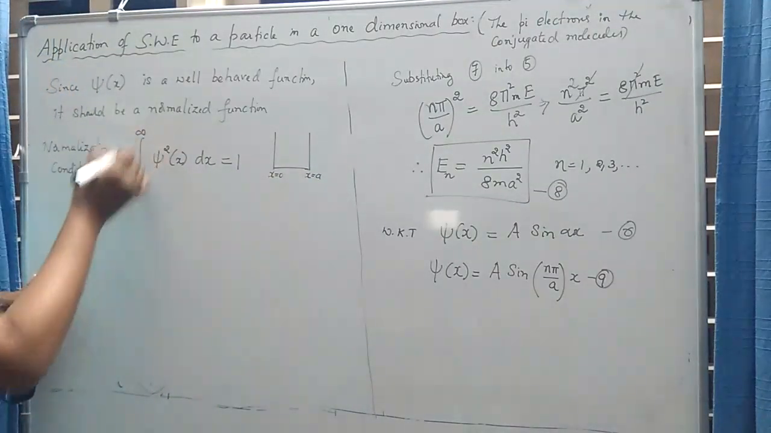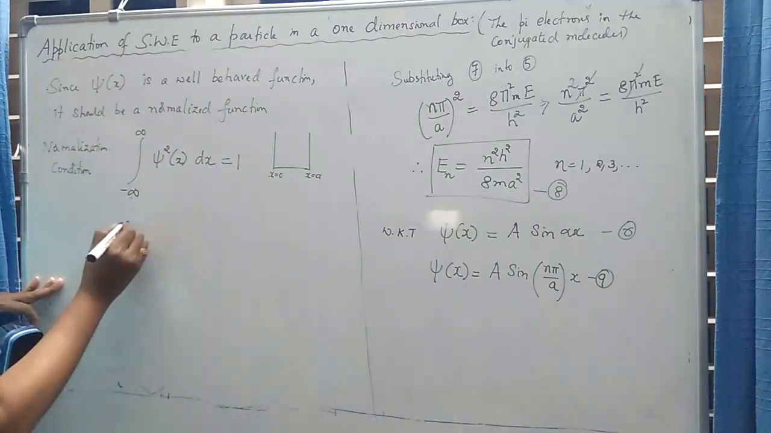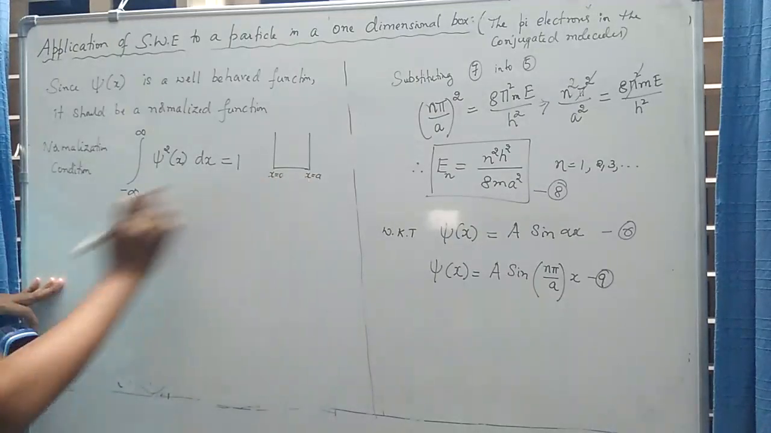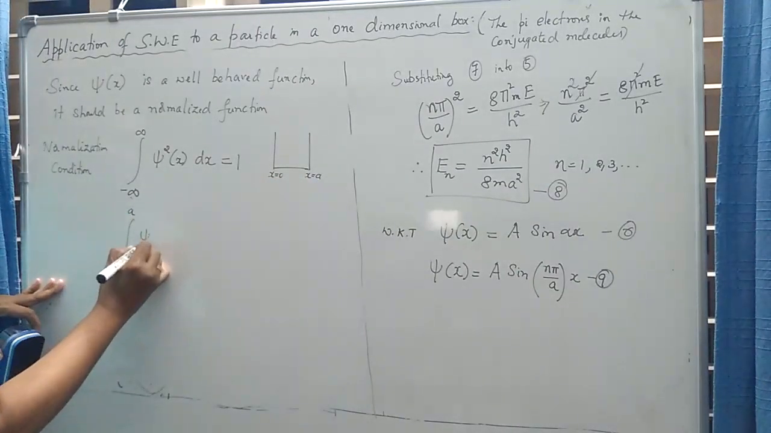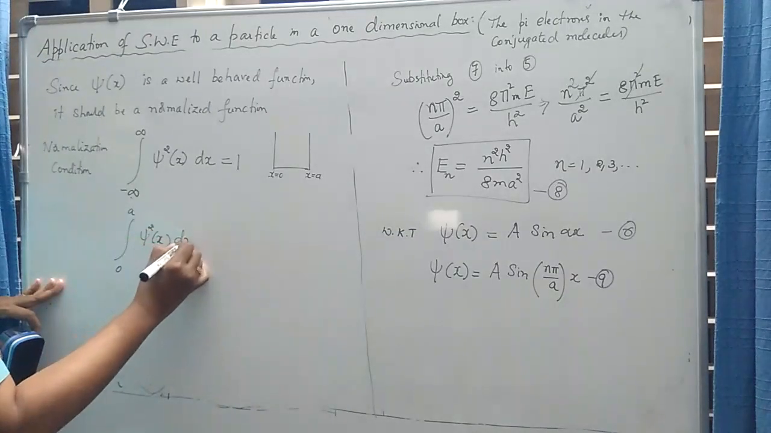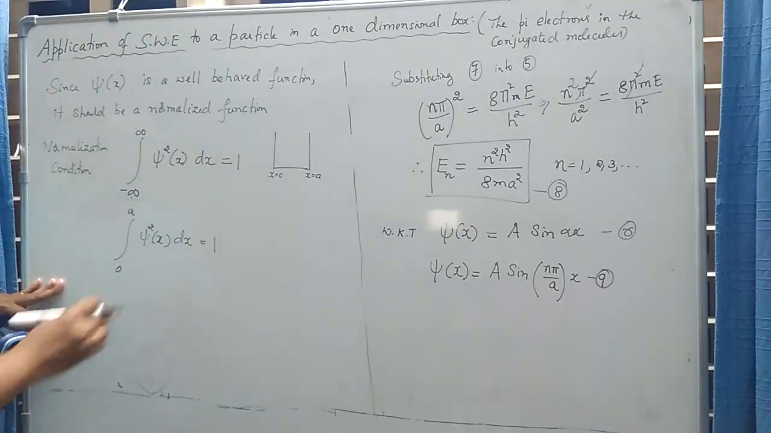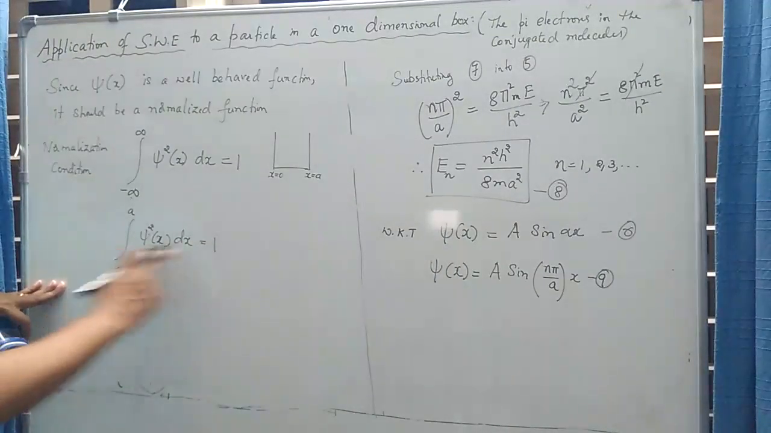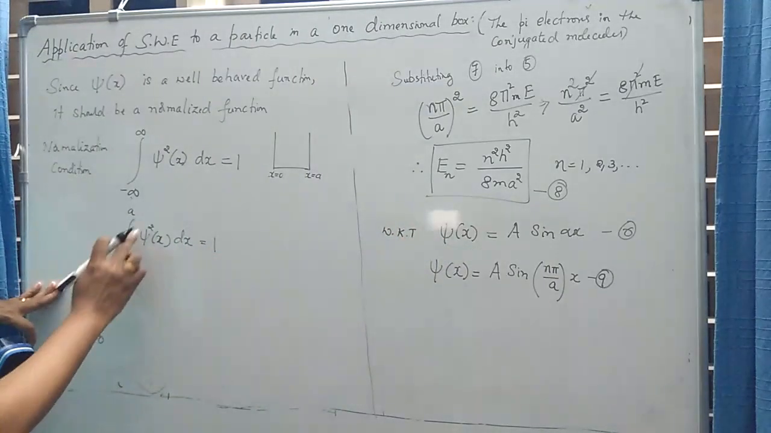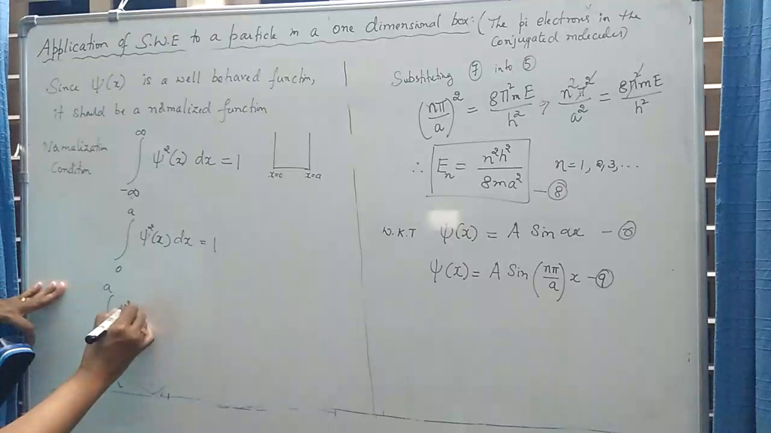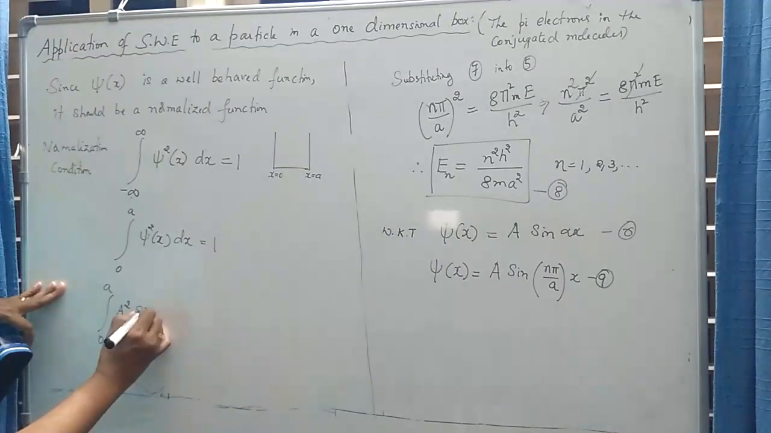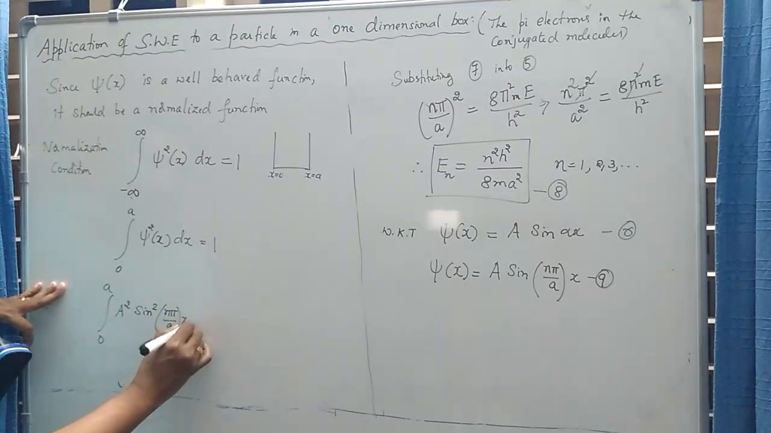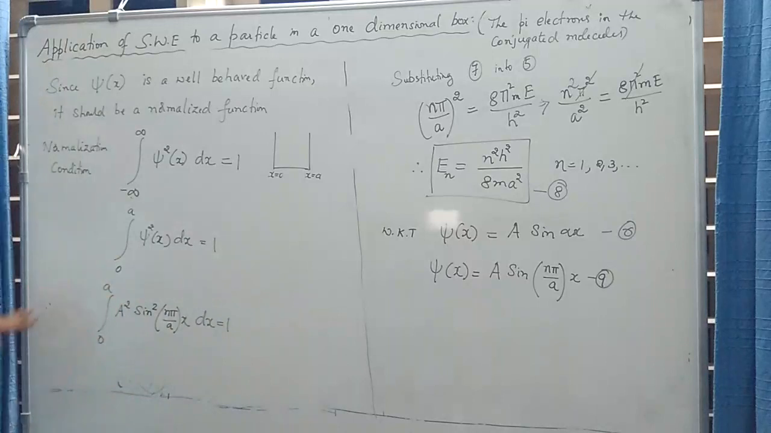So we can modify the upper limit and lower limit for this particular problem as integration from 0 to a. The lower limit is x equal to 0, and the upper limit is x equal to a. Integral of psi of x square into dx is equal to 1. This is the modified normalization condition. Psi of x, let us use equation 9, squared, becomes A square into sine square of n pi by a into x into dx is equal to 1.